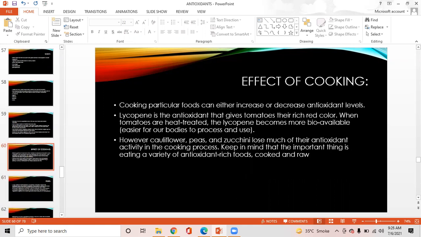Effect of cooking. Cooking particular foods can either increase or decrease antioxidant levels. Lycopene is the antioxidant that gives tomatoes their rich red color. When tomatoes are heat treated, the lycopene becomes more bioavailable, easier for our bodies to process and use. However, cauliflower, peas, and zucchini lose much of their antioxidant activity in the cooking process.